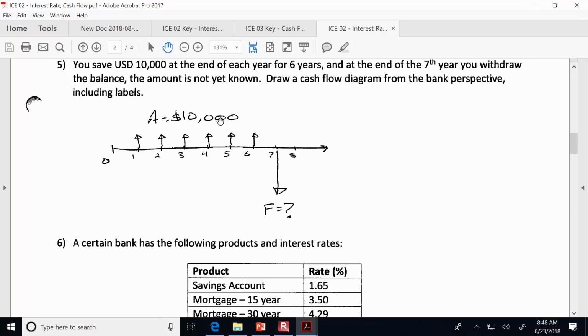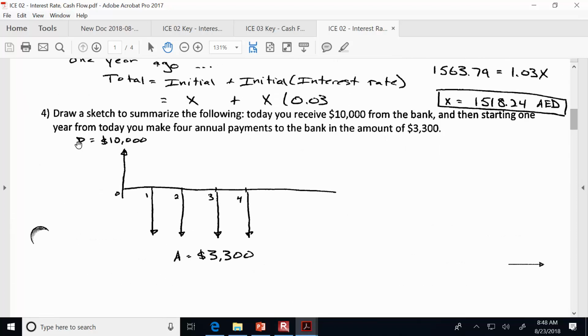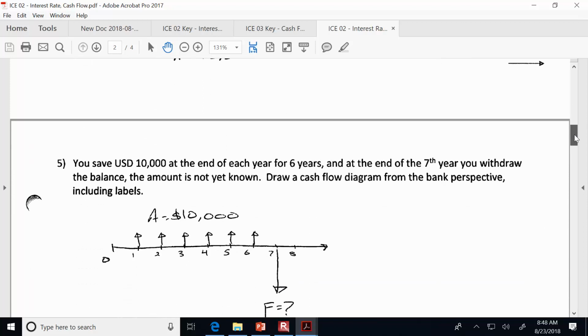So if A is annual, F is future, any speculation on what we would write if there is an amount in year 0 like there was? P. There it is. I was going to hope that you could guess, but I forgot I had written the label on the previous one. So money at year 0 is present value. So P is present value. So that's the beginning information about these labels that you need to know.